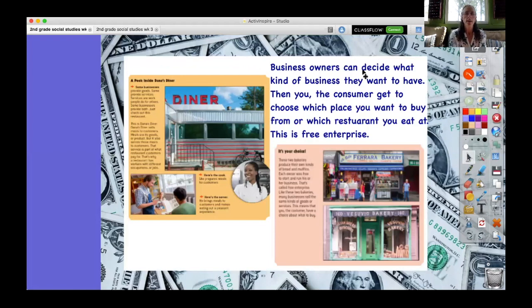Here's a picture of a diner, and businesses can determine what kind of business they want to run. A diner is a type of restaurant. You might go in there to find hamburgers and french fries. That would be yummy. There are all sorts of businesses that are around us. You as a consumer get to choose the place that you want to buy from or which restaurant you want to eat at. This is an example of free enterprise, being able to choose where you want to purchase your goods and services from. Or if you're the business owner, deciding yourself what kind of business you want to have, whether it's a market, a bakery, a diner, maybe a dentist office if you become a dentist when you grow up. Those are all sorts of businesses.